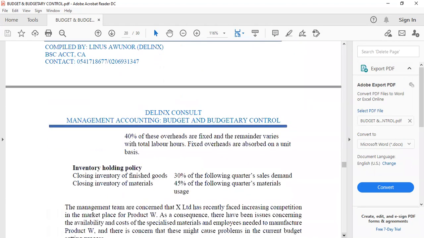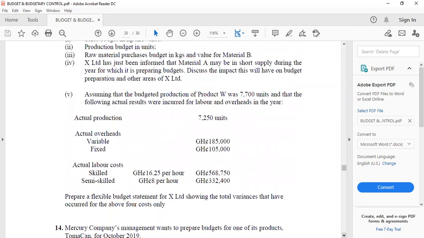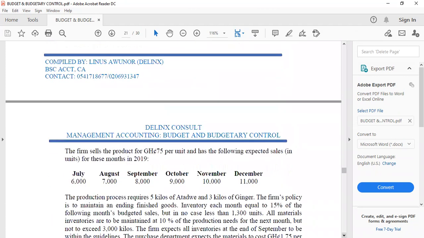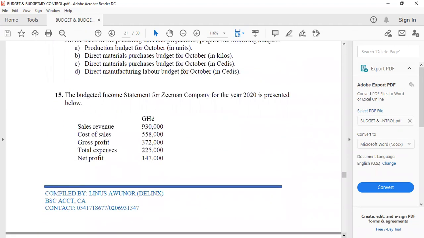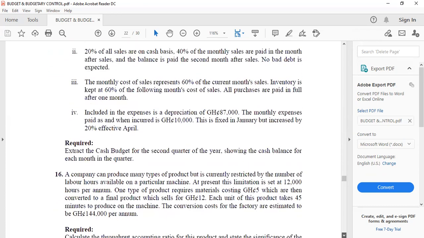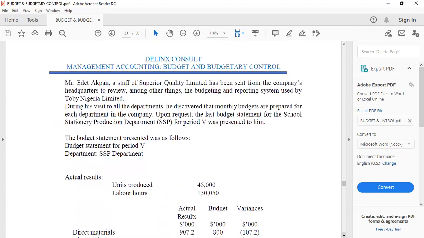Question 13, if you can try it. We solved it the last time, which is on flexible budget and functional budget. Question 14, we solved that one too the last time. Question 15 is an ICAN question, November 2021 budget. So if you can try that one too, I'll be very glad.